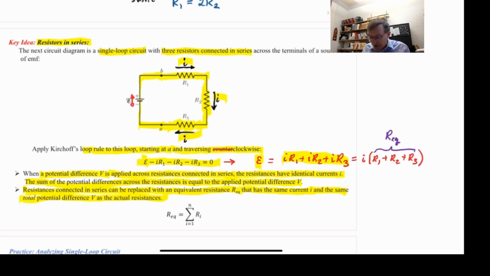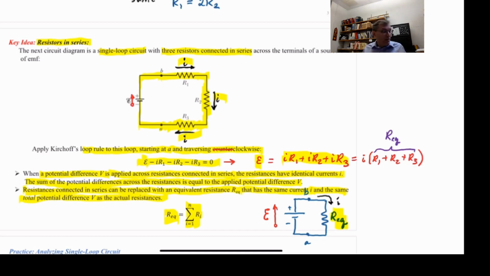In other words, when you have resistors in series, to get the equivalent single resistance for them, just add up the individual resistances. And then you can draw a new simplified circuit diagram with the source of EMF and its two terminals labeled A and B. Now we've replaced the three resistors with the one equivalent resistance, and we have the same current I going around clockwise, where that Req is R1 plus R2 plus R3.